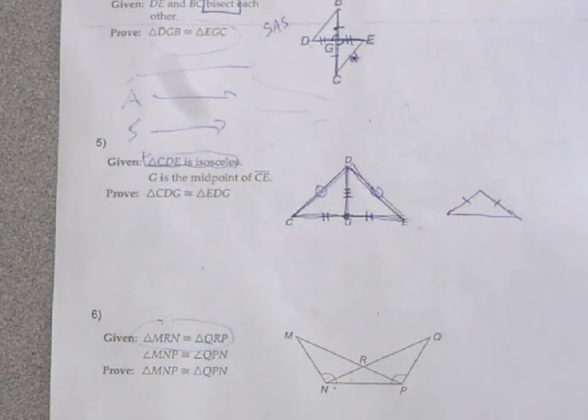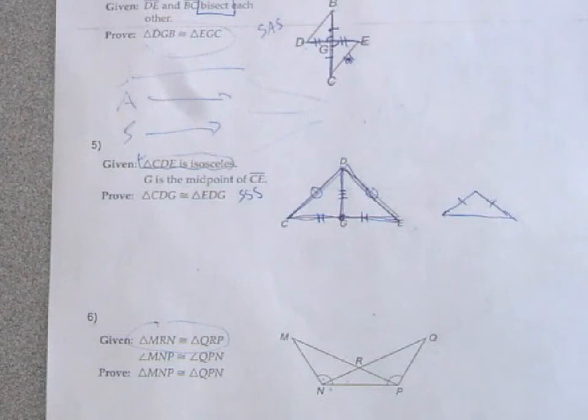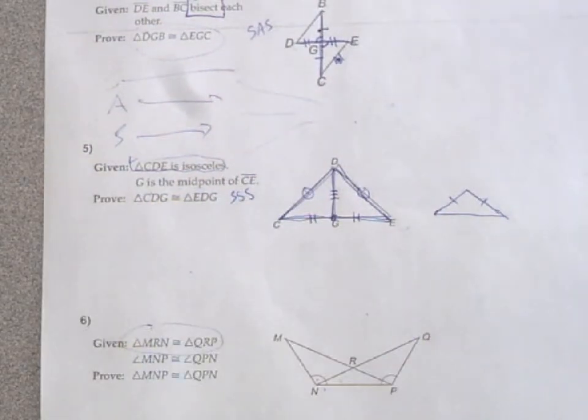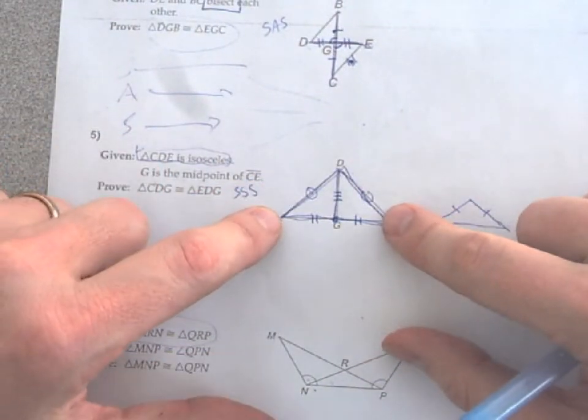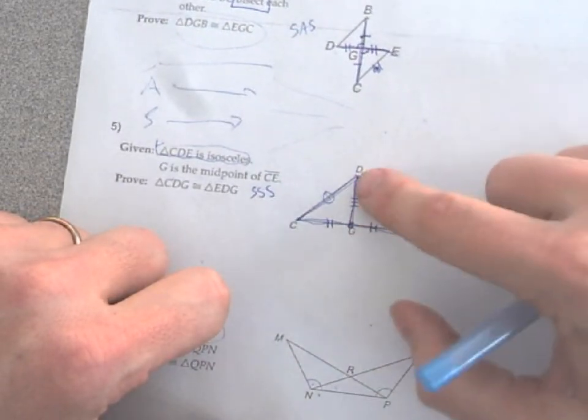So you're going to prove this one by side, side, side. That's going to be your final justification. Your final line is going to look like this. Your three sides come from the definition of isosceles triangle, or given, from the definition of midpoint, and from the reflexive property of congruent segments.